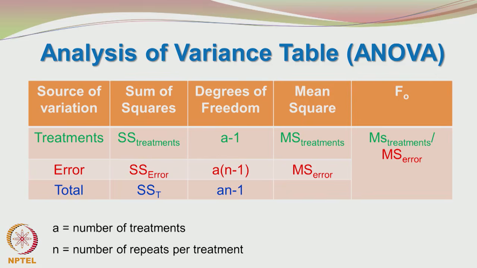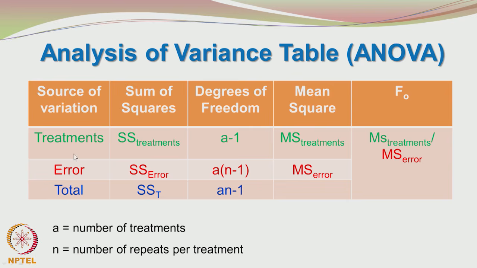Good. Now we will be coming to a very popular and very important table called the ANOVA table. ANOVA stands for analysis of variance. So you can see that finally everything is boiling down to the analysis of variability. This table has several columns, and the first column is the source of variation.